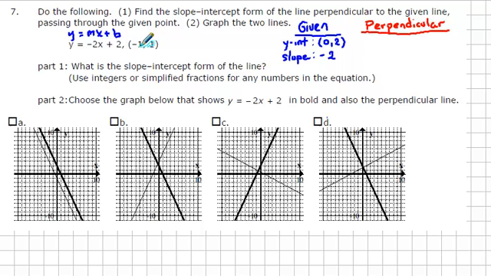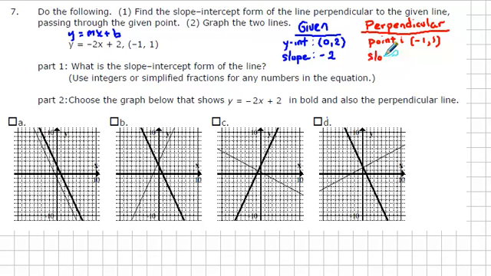We're given that the perpendicular line passes through the given point. So a point on the perpendicular line is negative 1, 1. Now notice that this point is not the y-intercept. The x-coordinate is not equal to 0. It's just a point on the line.